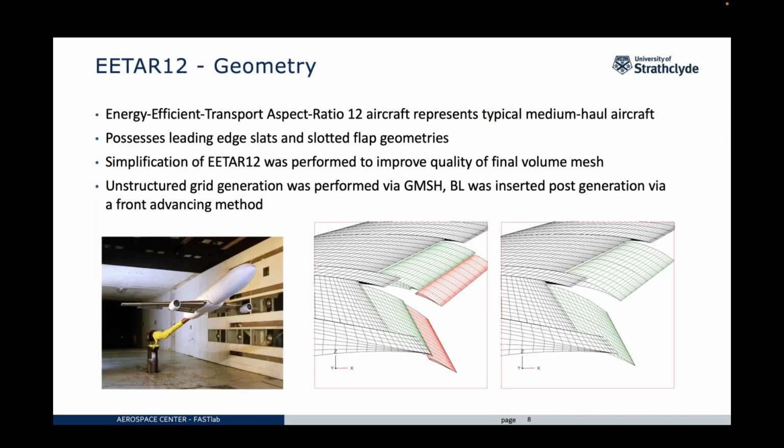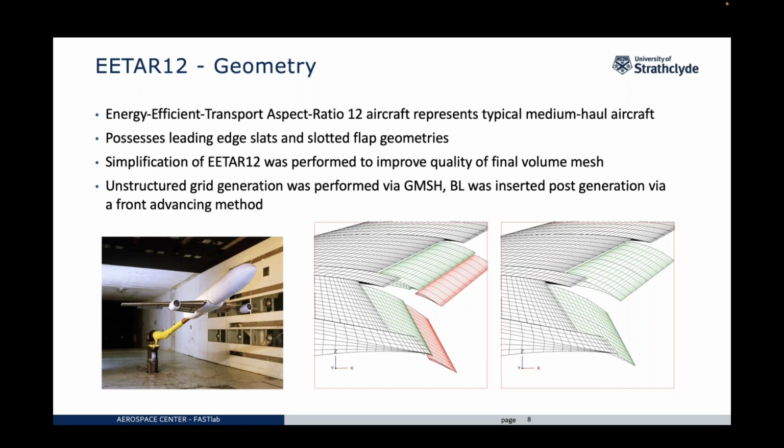Okay, so the test case I'll be presenting is the EET AR-12 aircraft geometry. This is a representative medium haul aircraft, courtesy of NASA. The reason we picked this geometry is that we have easily obtainable flap deployment settings, and we can displace them using the OpenVSP software.